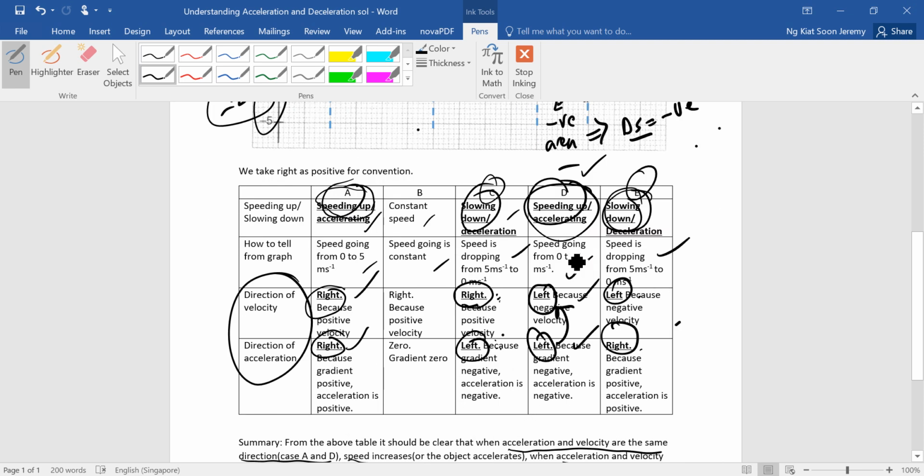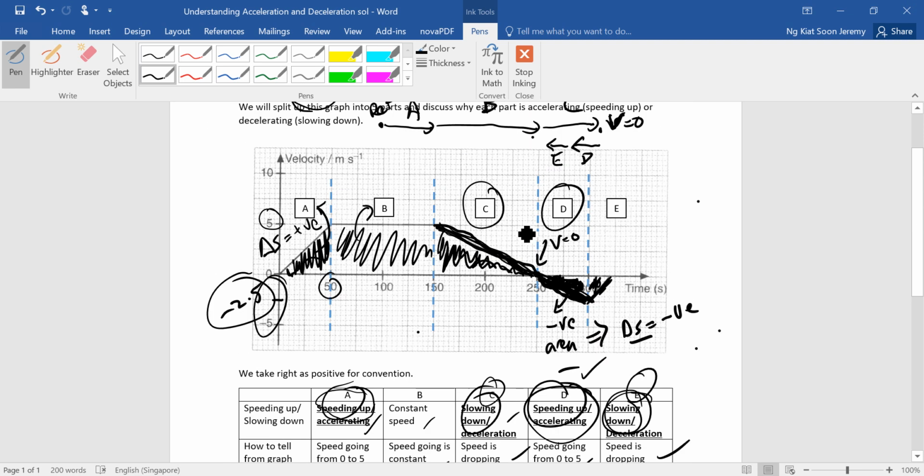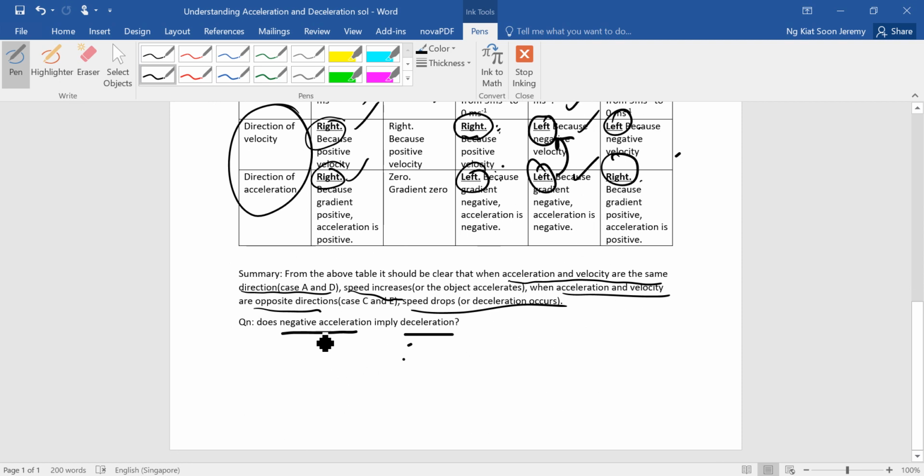Sometimes negative acceleration, right, means, like in this case, slowing down, right? Sometimes negative acceleration, like in this case, actually means speeding up, right? So these two, at least to answer the question, negative acceleration does not imply deceleration. Sometimes it does, okay, but it does not always imply deceleration.